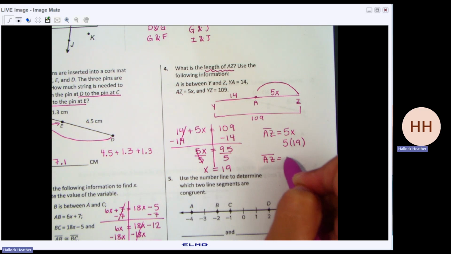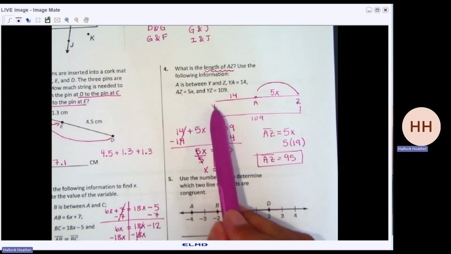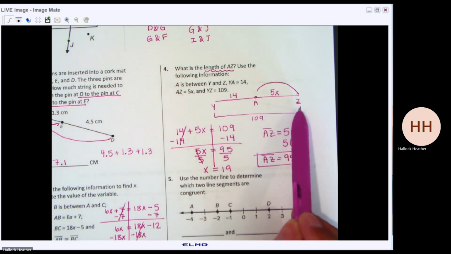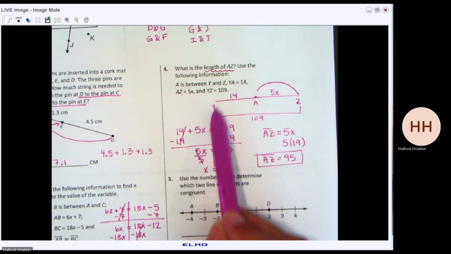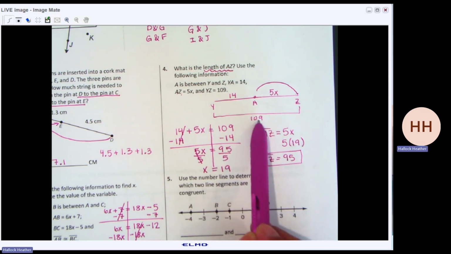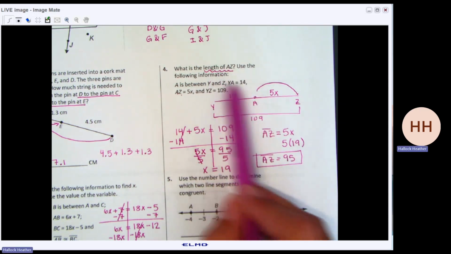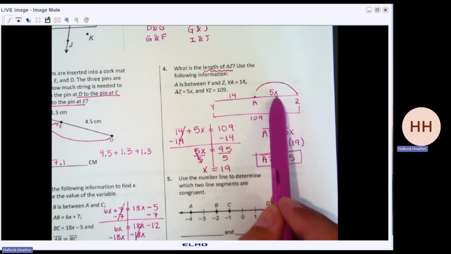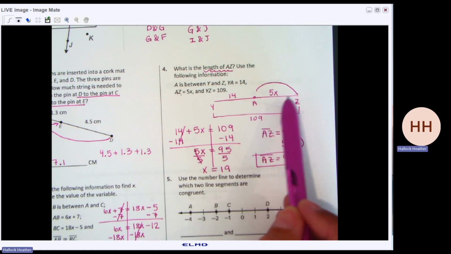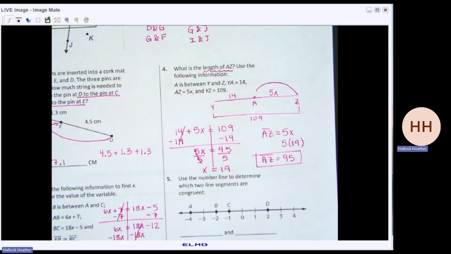I just realized there's an easier way to actually do this. If you know this whole dimension is 109, and this is 14, you could just take 14 away from 109 to make 95. They don't want the value of x, so it does not matter what x is. The answer is 95 either way, because 109 take away 14 is just 95. So either way is fine.